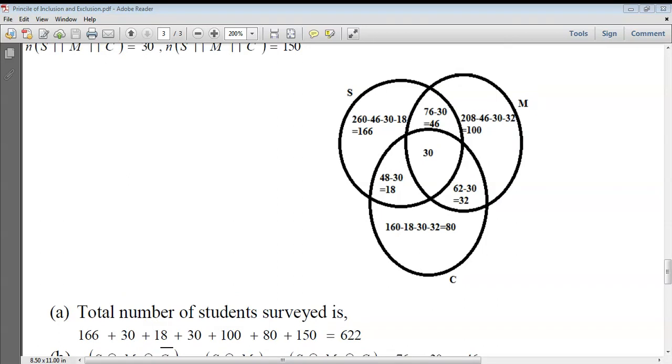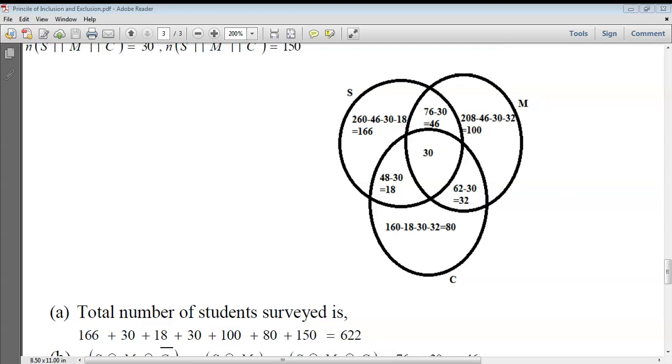Now the second question is asking for the number of students who are studying stat and math but not computer course. It is 46 from the Venn diagram. The next question is the number of students who are studying stat and computer science but not math. From the Venn diagram it will be 18. And the next question is the number of students who are studying both math and computer science but not statistics. From the Venn diagram it will be 32.